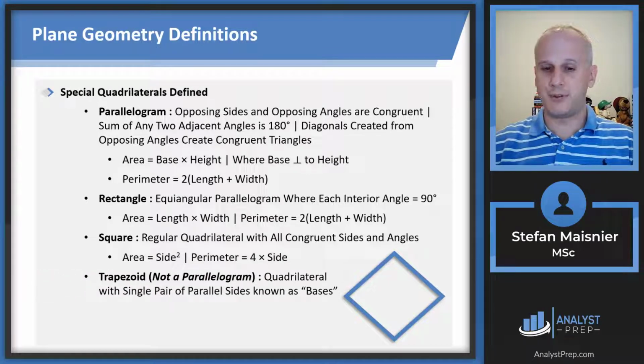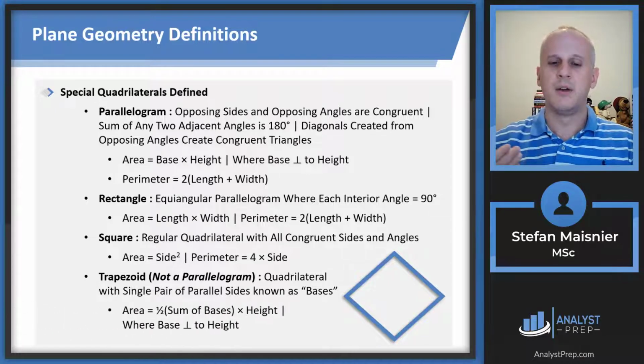Now, a trapezoid is the last of our unique quadrilaterals that you might find on the GMAT, but it is not a parallelogram. It's simply a quadrilateral with a single pair of parallel sides that are known as the bases. And there's one thing you can do with a trapezoid, which is find its area. And you do that by finding 1/2 times the sum of the bases times the height.